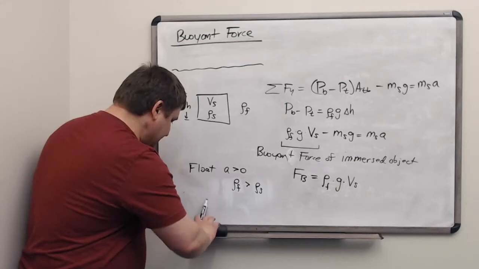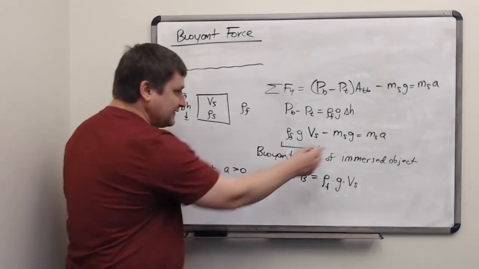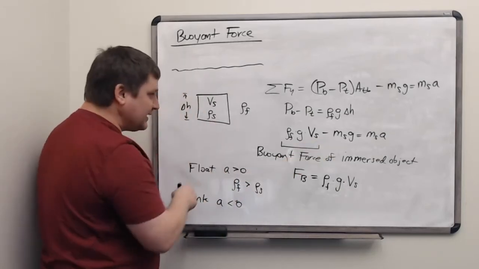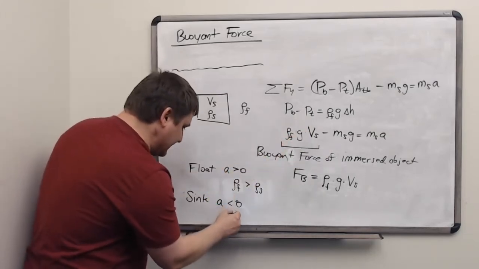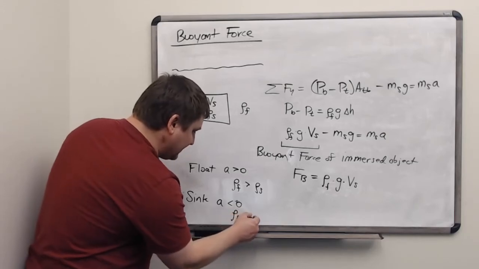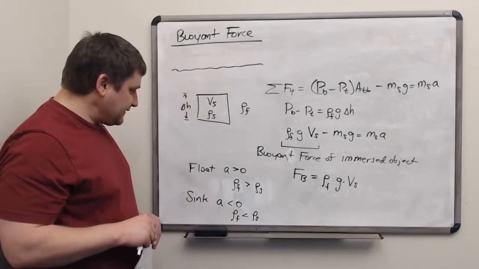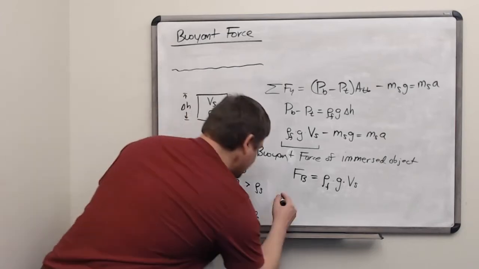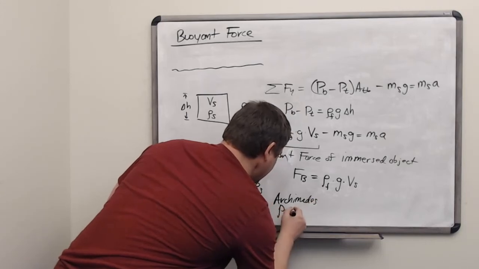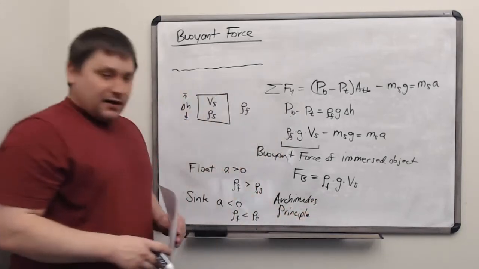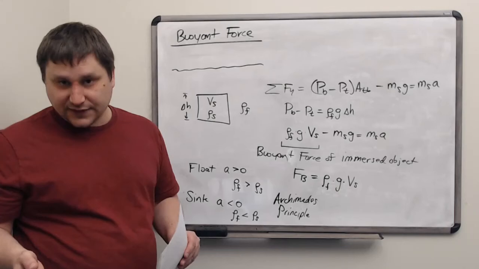If we want something to sink, then the acceleration should be less than zero. It's going to move down. And we could do the same manipulations on the left side as we did for floating and find out that the density of the fluid in that case would need to be less than the density of the solid. All right, so Archimedes' principle is that objects that are more dense than the fluid sink, and objects that are less dense than the fluid float.